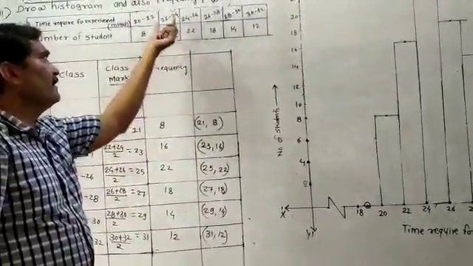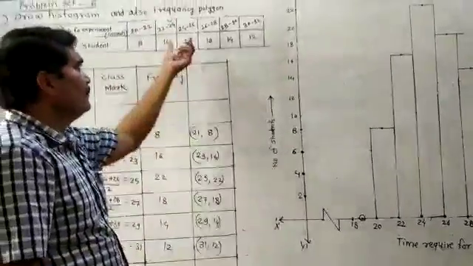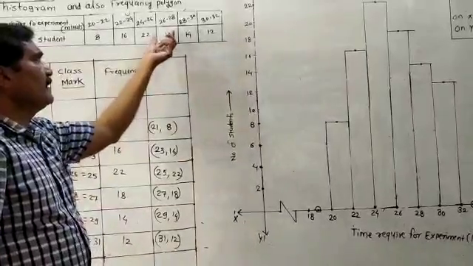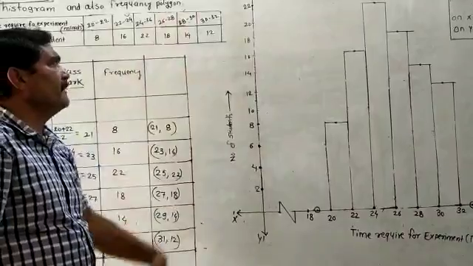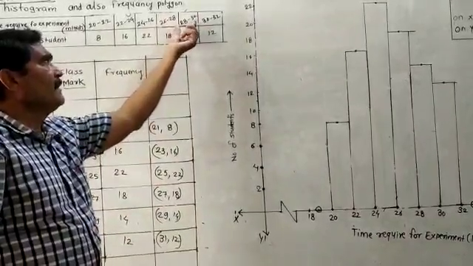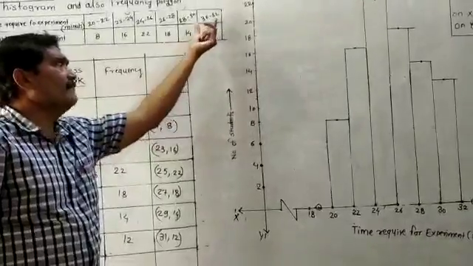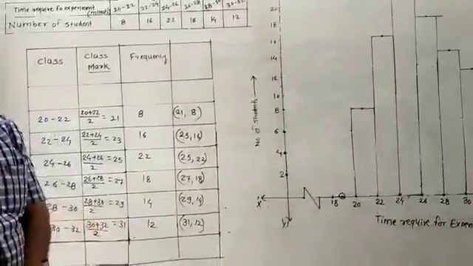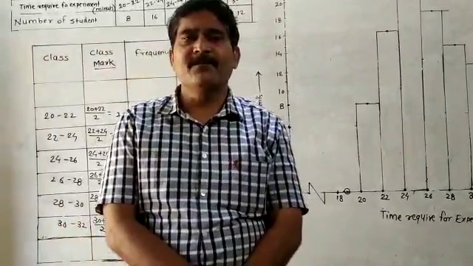16 students required the time between 22 and 24 minutes. 22 students required the time between 24 and 26 minutes. 18 students required the time between 26 minutes and 28 minutes. 14 students required the time between 28 minutes and 30 minutes. And 12 students required the time between 30 minutes and 32 minutes. And according to that, you have to draw the histogram as well as the frequency polygon.